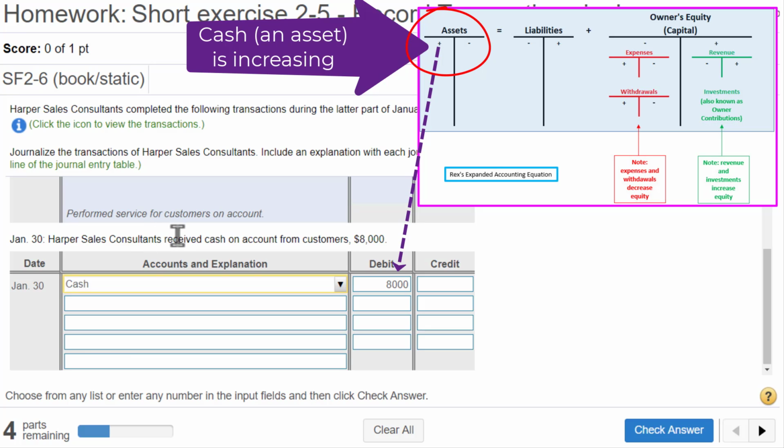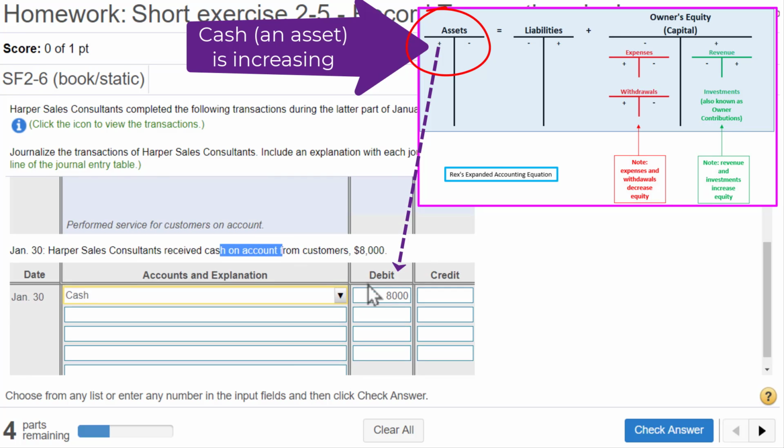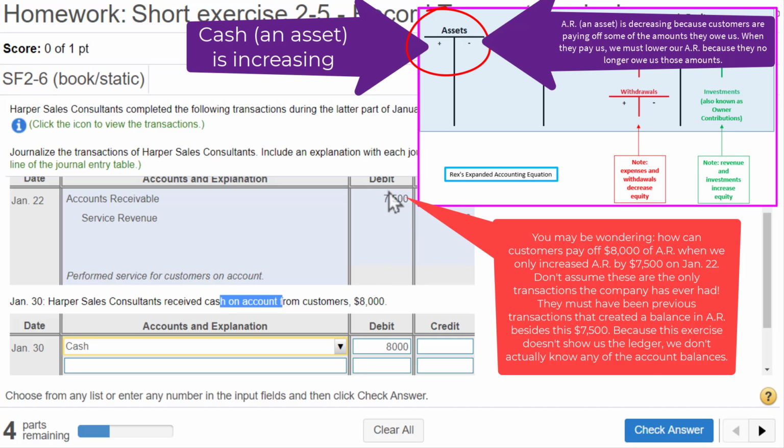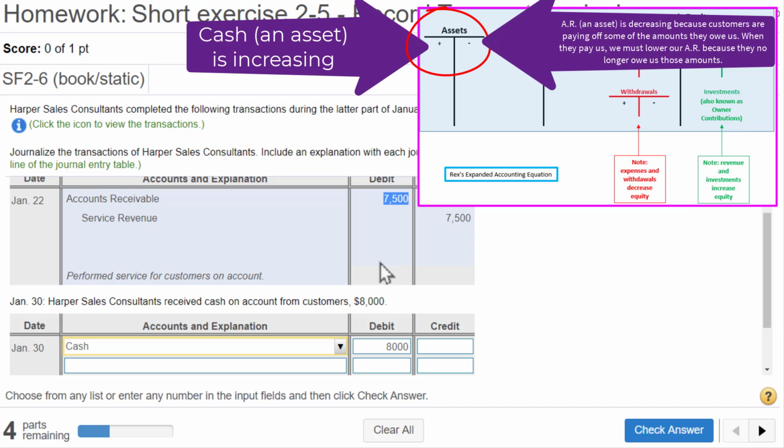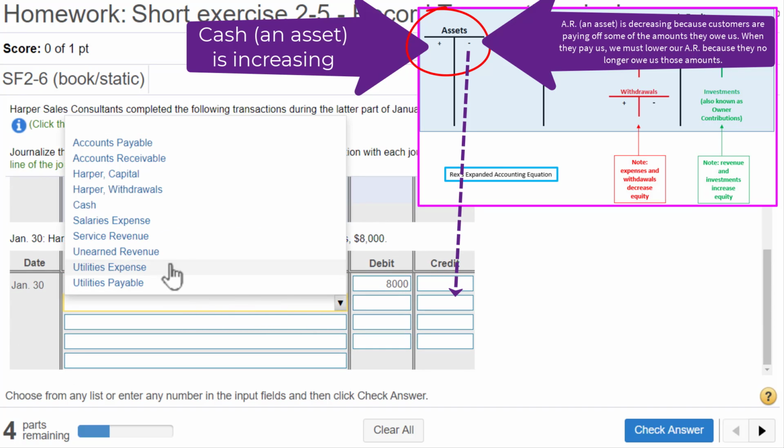And then, so why did we receive cash? Because we received it on account, which means the customers are paying off some of their accounts receivable. So up here, we increased the accounts receivable by $7,500. And now customers are paying off some of that, $7,500. In fact, they're paying off more, so there must have been more in that account prior to this. So we need to lower accounts receivable. And notice we increased it up here with a debit. Therefore, to decrease accounts receivable, it must be a credit.